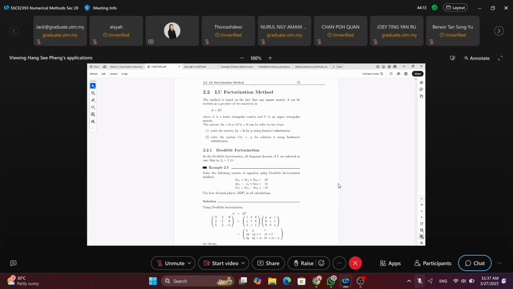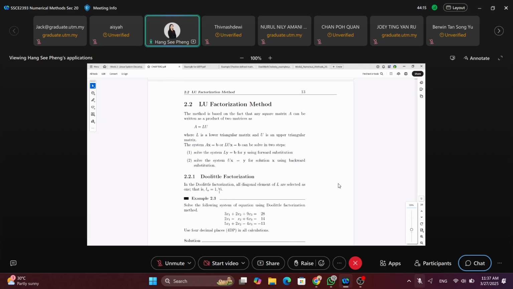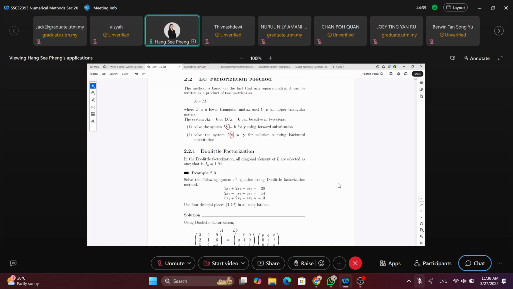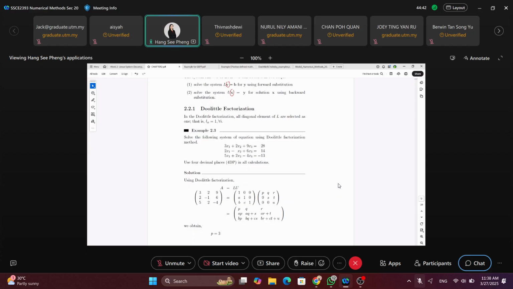Doolittle factorizations. Look at this example. For LU decompositions or LU factorizations, for matrix A you write it into the form of LU, and after you have the LU, the next step is we let Ly equal to B and solve for Y. After you get Y, you let Ux equal to Y and solve for X. So let's see the specific example, how to solve it. Now, in Doolittle factorizations, all the diagonal entries of the lower triangular matrix must be 1.